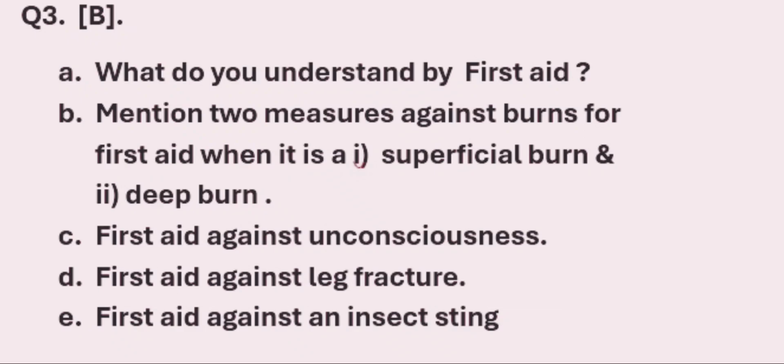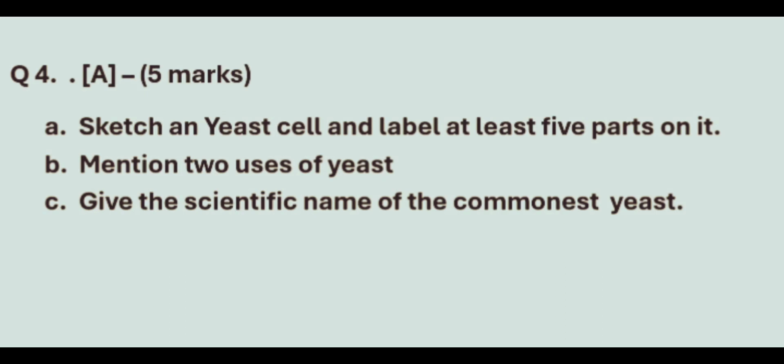Subpart C is first aid against unconsciousness. Subpart D is first aid against the leg fracture. And subpart E is to give 2 points on the first aid for any kind of sting. Next is, you go to sketch a yeast cell and label at least 5 parts on it. Then you got to mention 2 uses of the yeast cell.